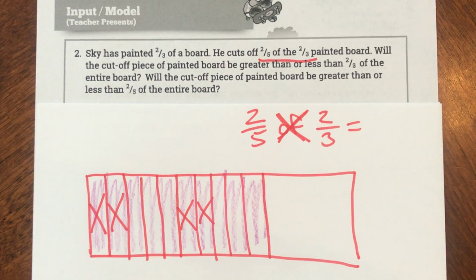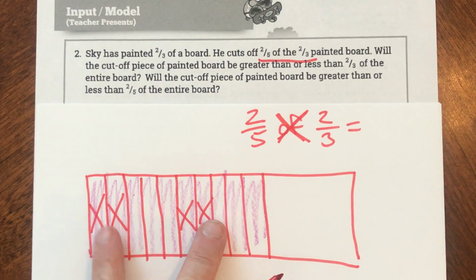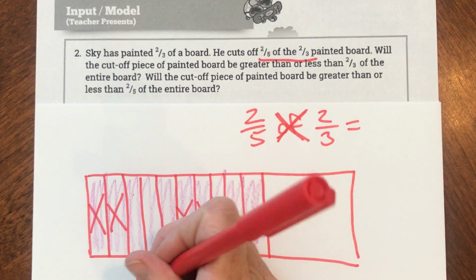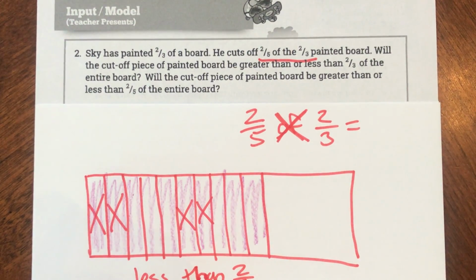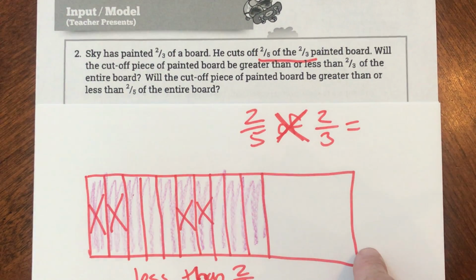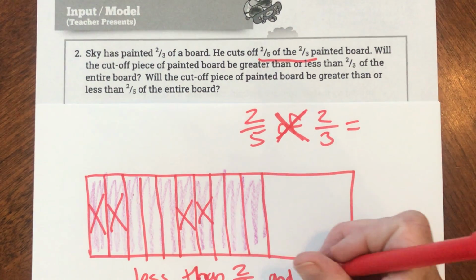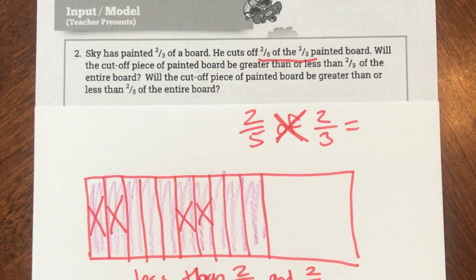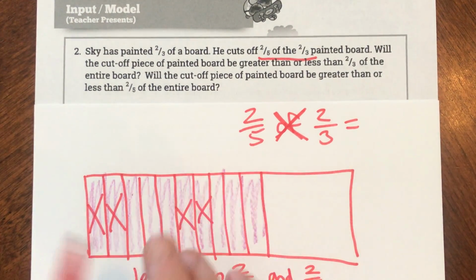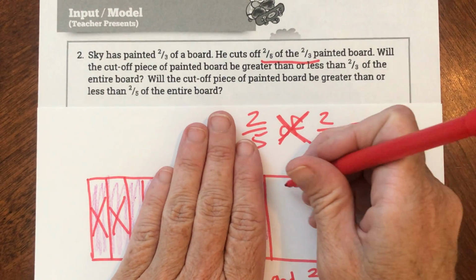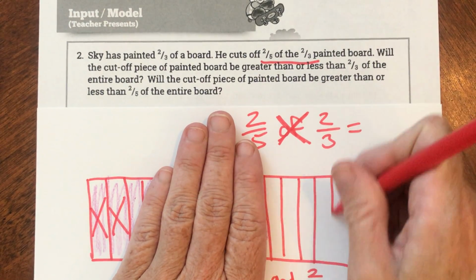So it says, will the cutoff piece of the painted board be less than 2/3? Yes, this whole thing was 2/3 and he's only cutting off this. So it's definitely less than 2/3. It's not very much. And then it says, will it be less than 2/5? Yeah, 2/5 would be that if we had divided the whole board into fifths, it's less than 2/3 and 2/5. Okay. So to figure out what the whole answer is though, because I divided that third into fifths and I divided that third into fifths, I would have to divide this one into fifths too to make them all match.